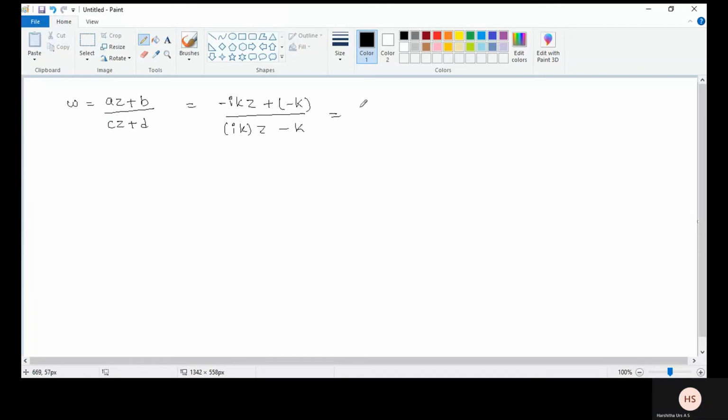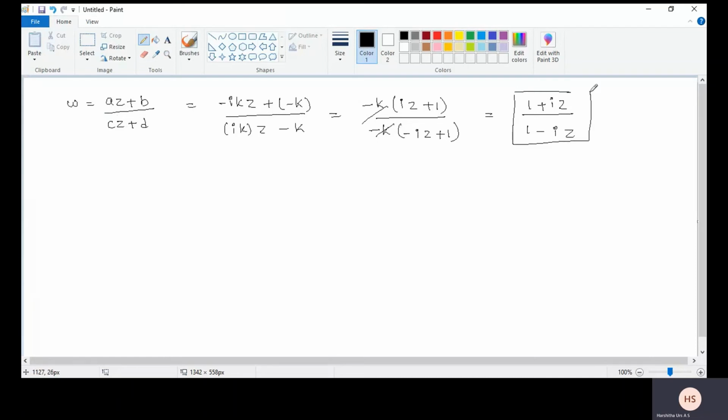minus K. Now I will take K as a common term, so I get (iZ + 1) divided by, here also minus K, so here I get (minus iZ + 1), K will get cancelled. Now (1 + iZ) divided by (1 - iZ) is the required bilinear transformation.